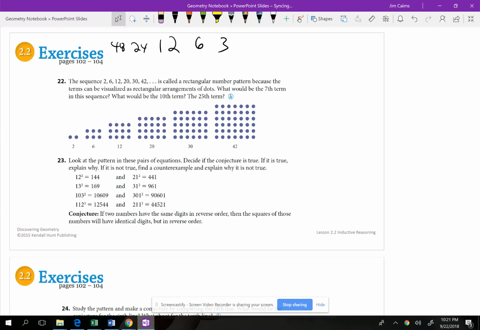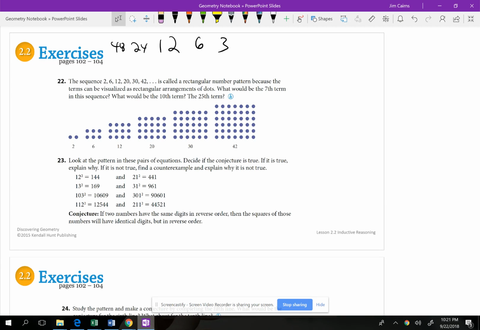The sequence 2, 6, 12, 20, 30, 42 is called a rectangular number pattern because the terms can be visualized as rectangular arrangements of dots. What would be the 7th term in this sequence? What would be the 10th term, the 25th term? So I have 2, 6, 12, 20, 30, 42.